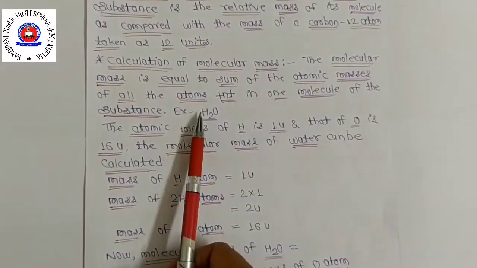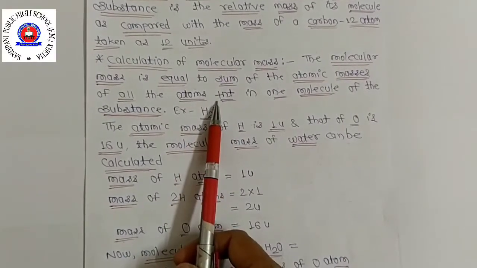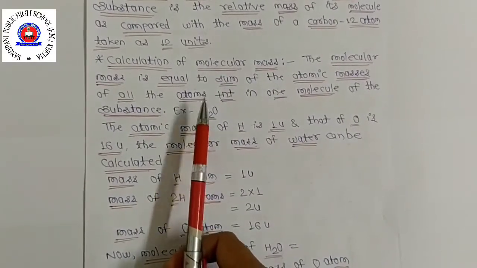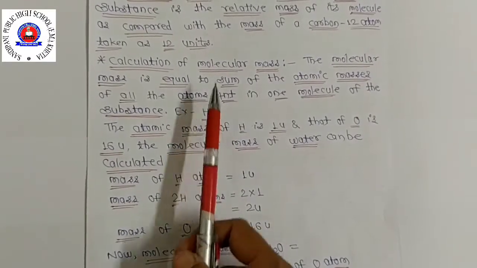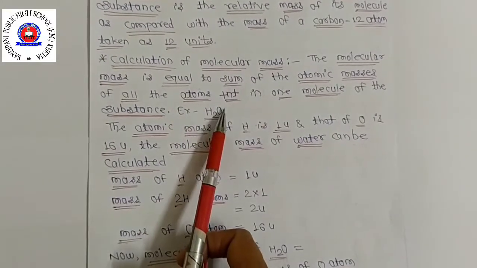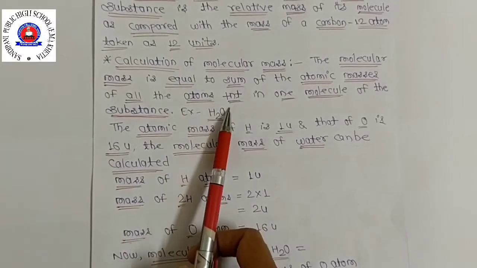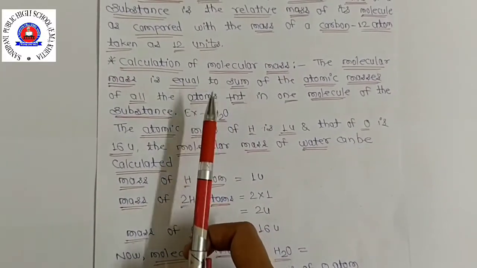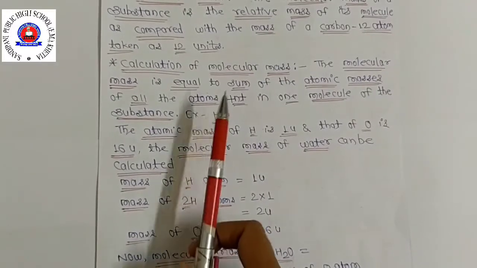Okay, for example H2O, this is one molecule of water. So the hydrogen atom's weight and the oxygen atom's weight, when we add both, then we will get the molecular mass. Clear this one? So one molecule of water, H2O, contains 2 atoms of hydrogen and 1 atom of oxygen. The molecular mass of water will be equal to the sum of the masses of 2 hydrogen atoms and 1 oxygen atom.